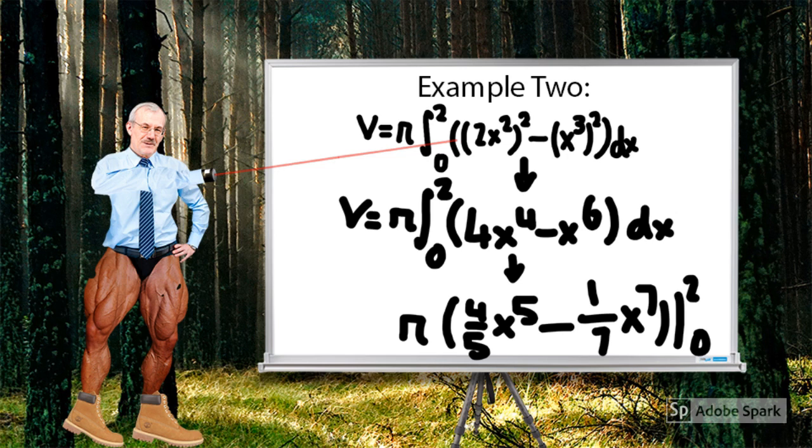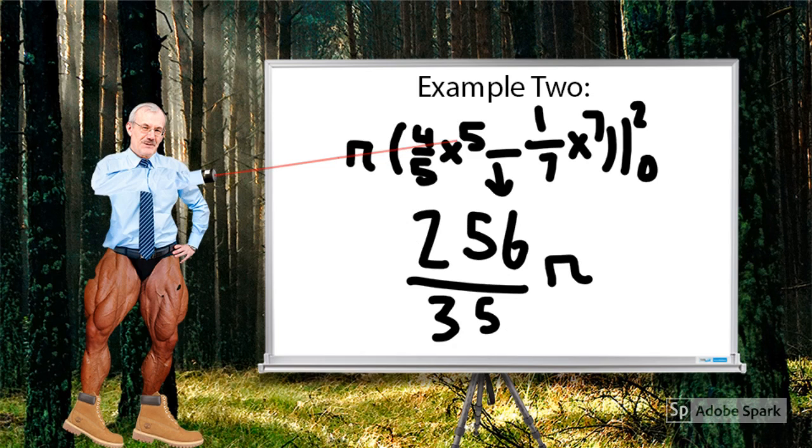Getting the antiderivative of that, we get pi times 4 over 5 x to the fifth minus 1/7 x to the seventh from 0 to 2. Finally, for example 2, solving the antiderivative, we get 256 over 35 pi.